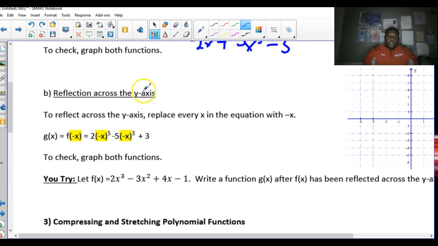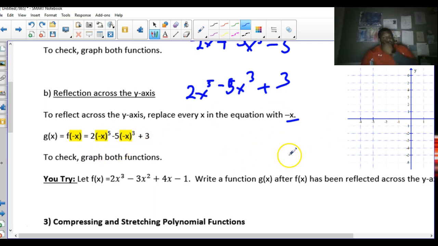Reflection across the y-axis. The negative goes directly to the x. Remember the original is 2x to the 5th minus 5x cubed plus 3. If I wanted to reflect across the y-axis, I'm going to put the negative in front of every x value. Again, you can graph those two to see the difference, but they are reflections across the y-axis.